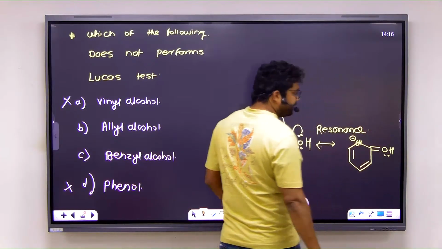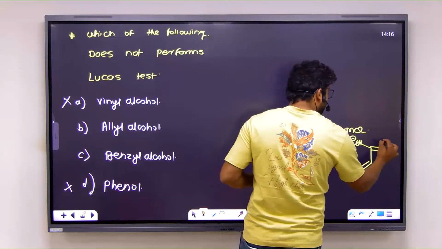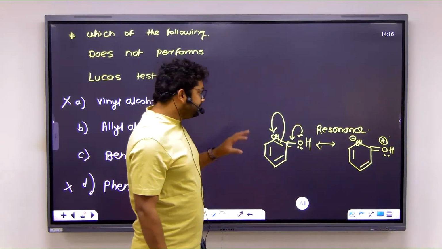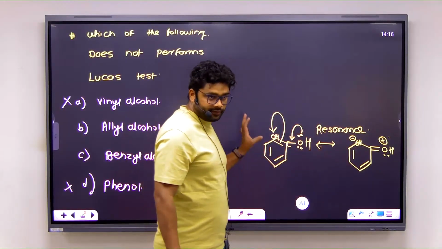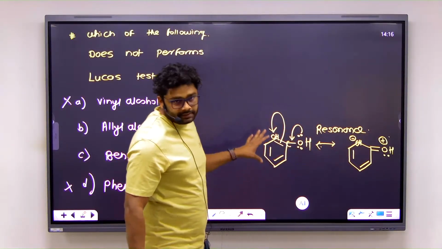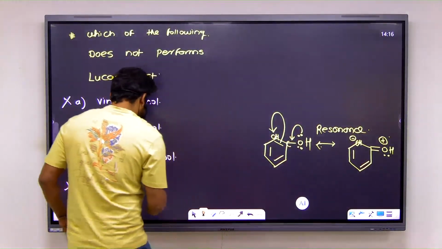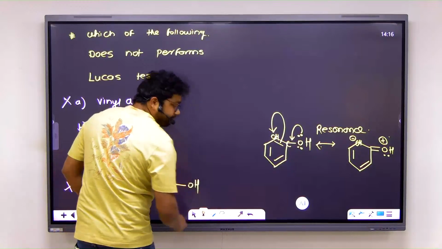There is only one lone pair here, right? By loss of the lone pair, oxygen gets what charge? Positive charge. So they are just interchanging from single to double and double to single. So that's why you can say that in phenol there is a double bonded carbon which has an attachment of what?